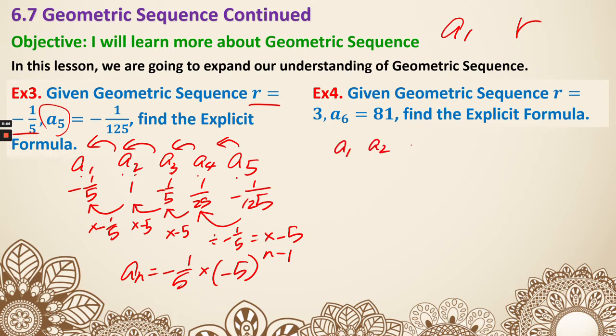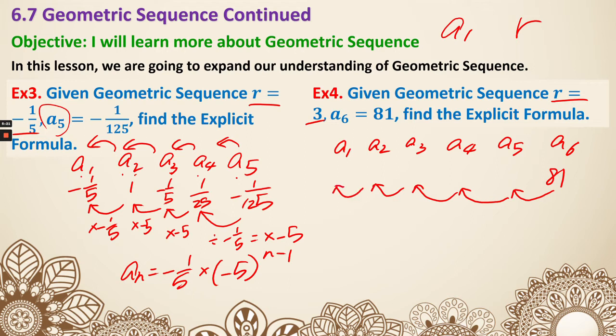Example 4, same idea. We are going to use the given relationship, which means the r is 3. We're going to use that and start from a sub 6, which is 81, and trace all the way back until we get to a sub 1. But we can't multiply by 3 anymore because we're dividing by 3, which is the same as multiplying by 1/3. So a sub 5 is 27, multiply by another 1/3, a sub 4 is 9, times 1/3, a sub 3 is 3, times 1/3, a sub 2 is 1, times 1/3, a sub 1 is 1/3.